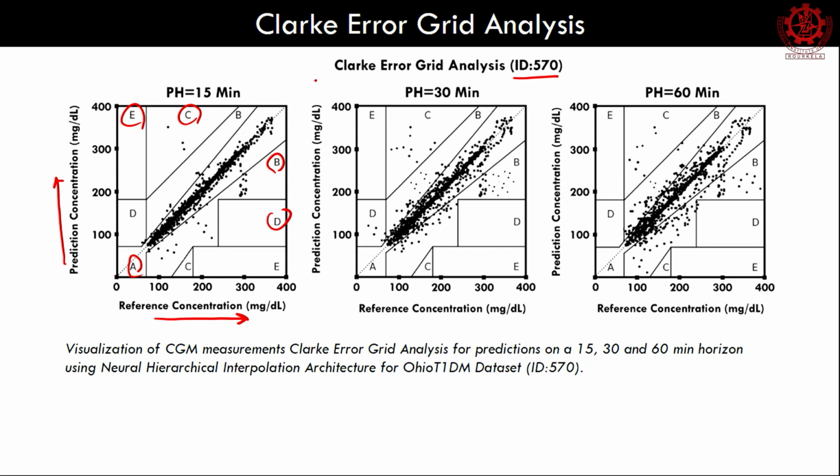So we want the points that we are forecasting to remain mostly in the A and B regions and some in the C. So the majority of the points we want to be in the A, B and C region. If you look closely into these plots, for a prediction horizon of 60, there are some points in C, but there are none in D and E, which is a good sign that our model is good in terms of clinical deployability, because most of the forecasted points are in the A and B region, and few in C region, which is acceptable.